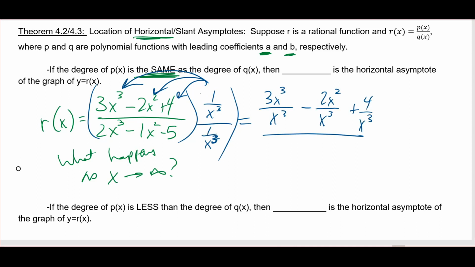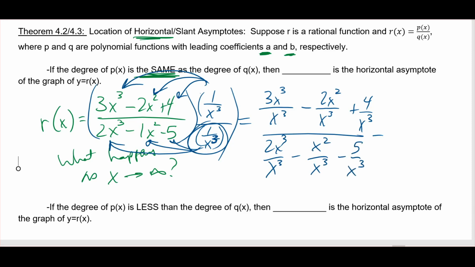And then in the denominator we do the same thing. We take this same value and distribute it to this term, this term, this term. So we have 2x cubed over x cubed minus x squared over x cubed minus 5 over x cubed. Rewriting this and canceling our common factors, we have 3, because x cubed and x cubed cancel, minus 2 over x plus 4 over x cubed. And then the denominator, we have 2, minus 1 over x, minus 5 over x cubed.